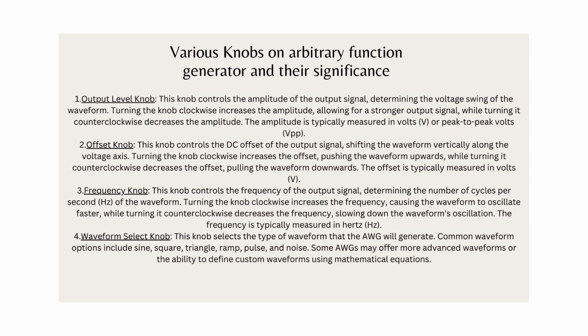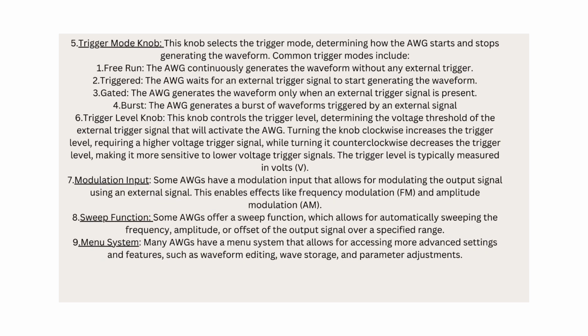And last, the waveform select knob is basically the knob that selects the type of waveform that the AWG will generate. Common waveform options include sine, square, triangle, ramp, pulse, and noise. Some AWGs may offer more advanced waveforms or the ability to define custom waveforms using mathematical equations. Trigger mode knob: this knob selects the trigger mode, determining how the AWG starts and stops generating the waveform. Common trigger modes include free run, triggered, gate, and burst.